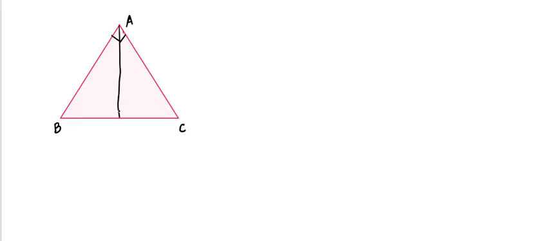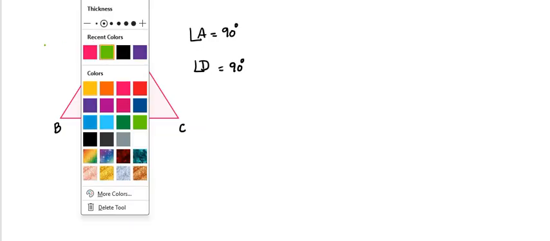Okay. ADC is a right angled triangle. Everyone, please stick it somewhere. If you have post-it notes, stick it somewhere, because the same concept we will be using in the chapter circles also. Angle A is equal to 90 degree. Angle D is also equal to 90 degree.